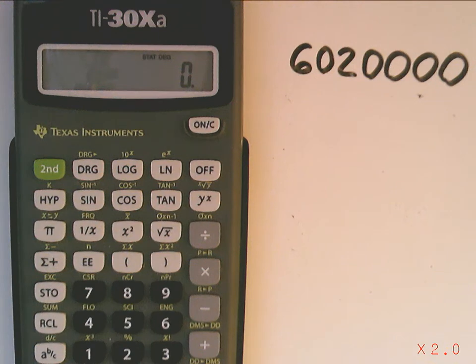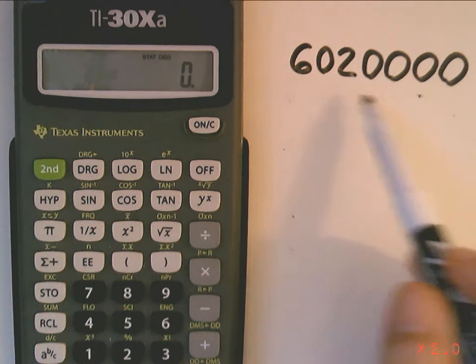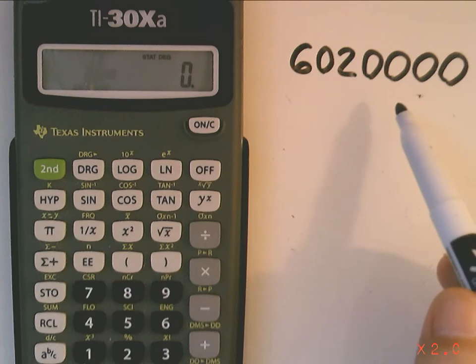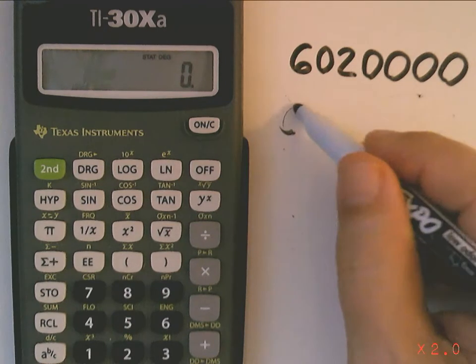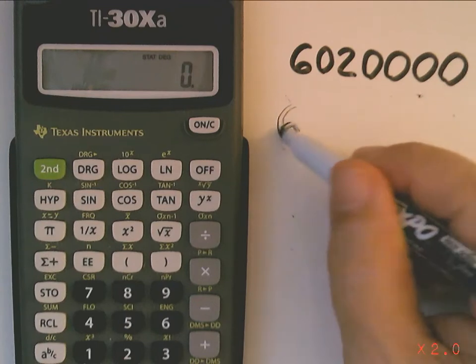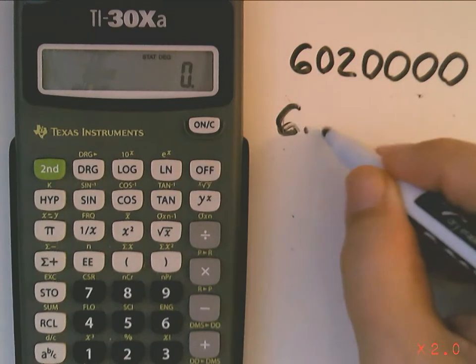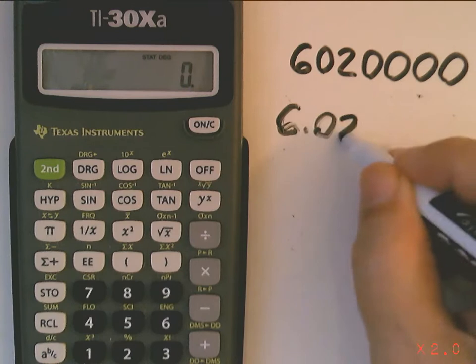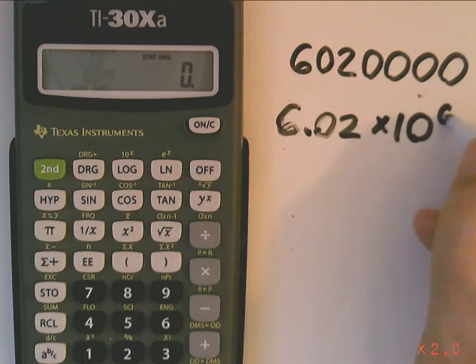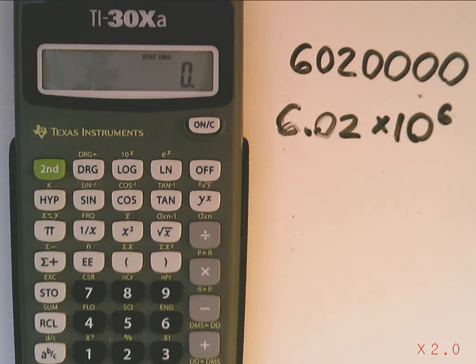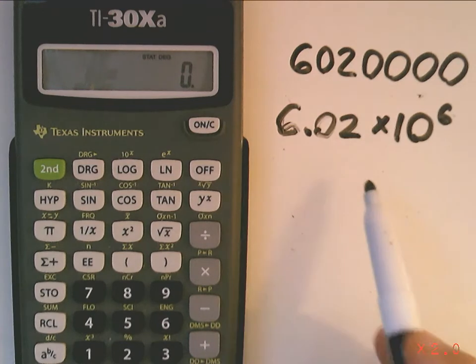Suppose I wanted to enter this number into the calculator in scientific notation. Now, I already know from what we've already done that this should be 6.02 times 10 to the 6th in scientific notation. So how do I type that in?